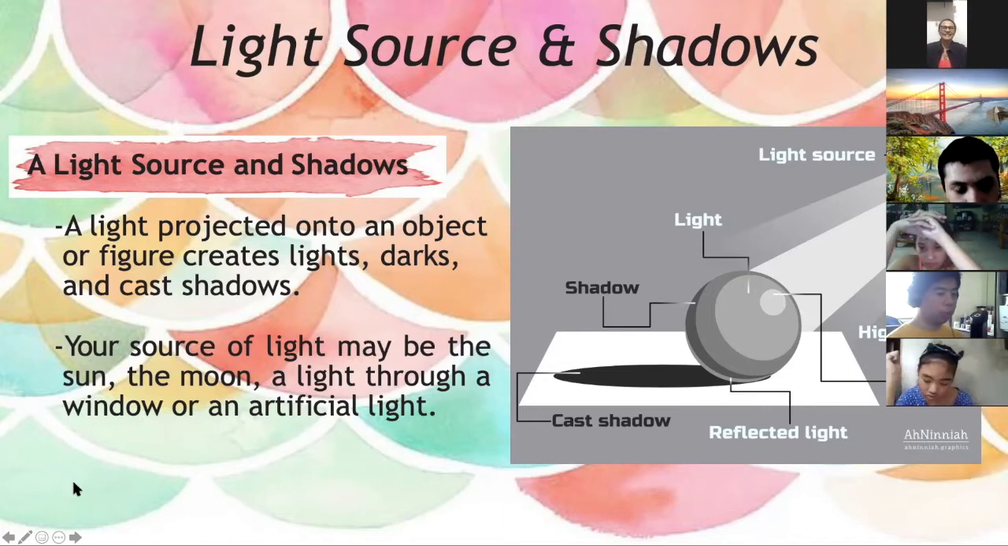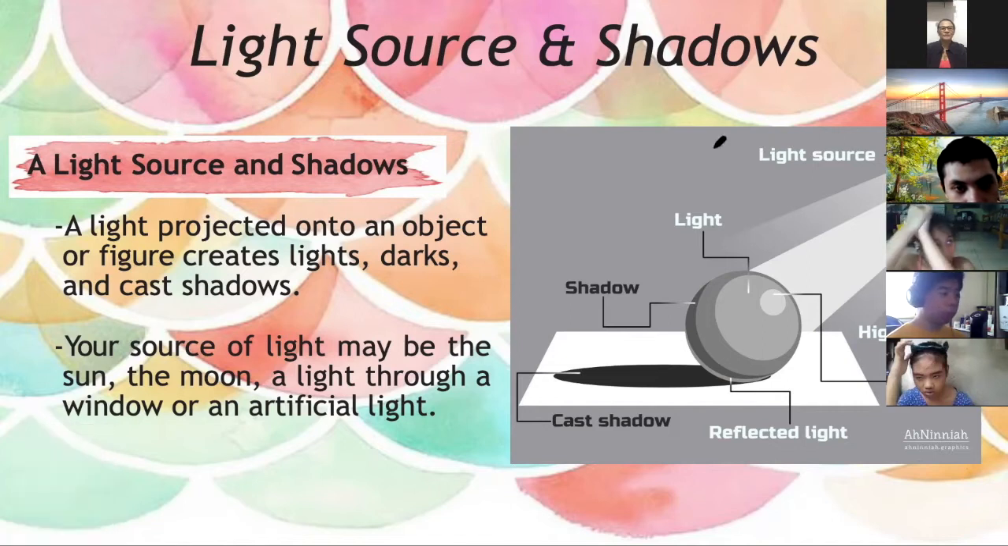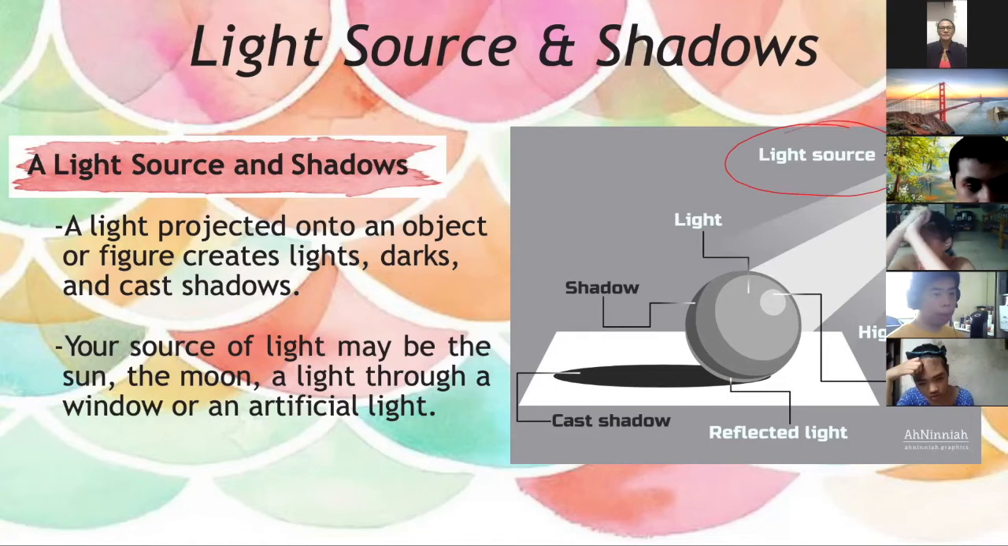Tama kayong lahat. So, bakit important ang light source? Kasi yung light source ang nagde-determine where the shadow is and where the highlight is. So, example here, this is a light source. The light source in this example is a lamp. Yun yung example given by King and Anaheim.